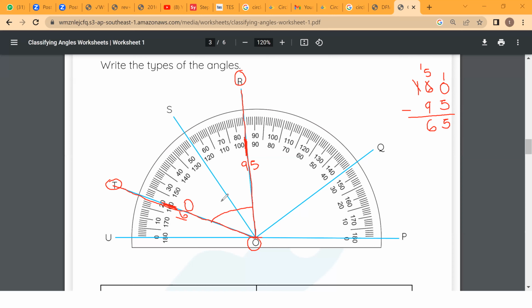So ROT is what type of angle? Acute angle, which is less than 90 degrees. Very good.